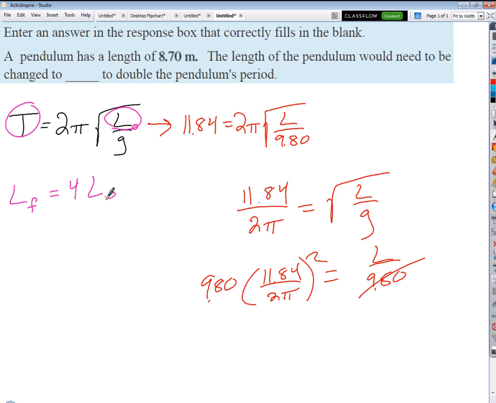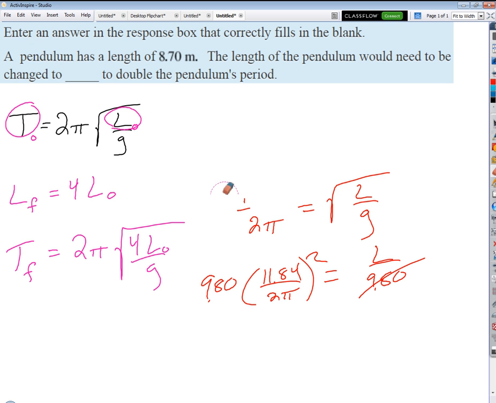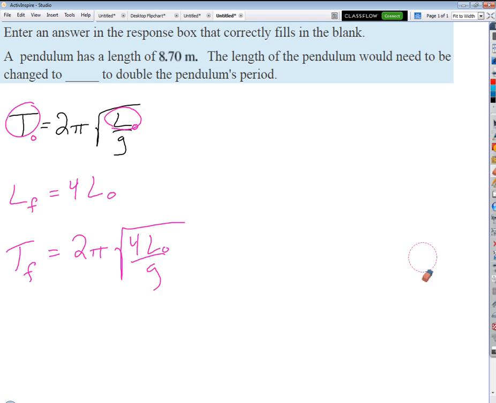Times my original length, right? So we'll make that substitution as my original period. So my T final then is going to equal 2 pi times the square root of 4 times my original length over G. And just watch what this does here. This to me is a much cooler way of thinking about it.